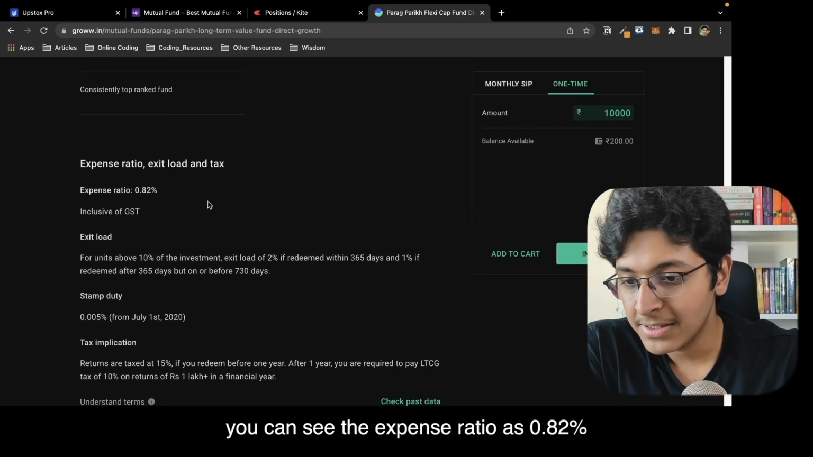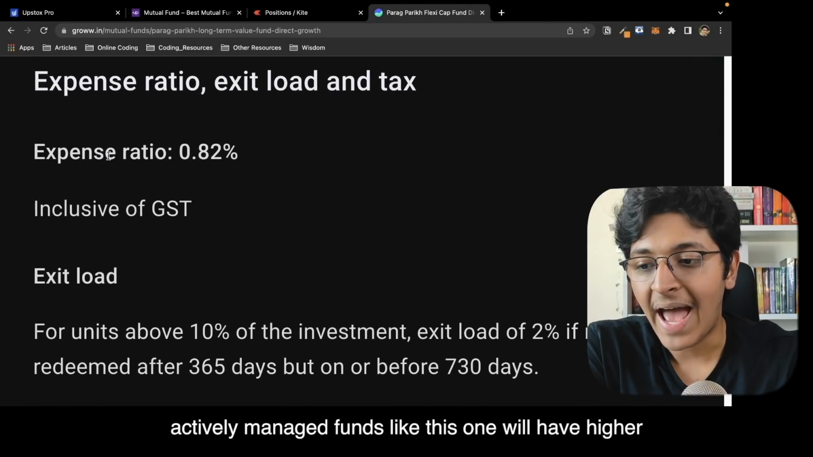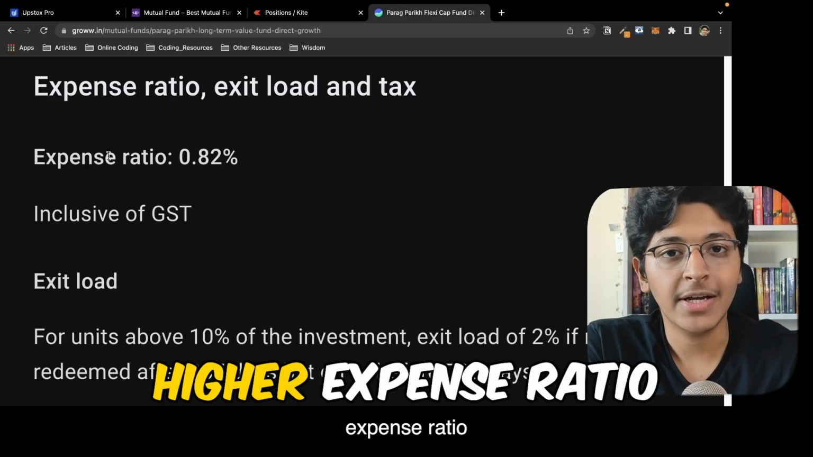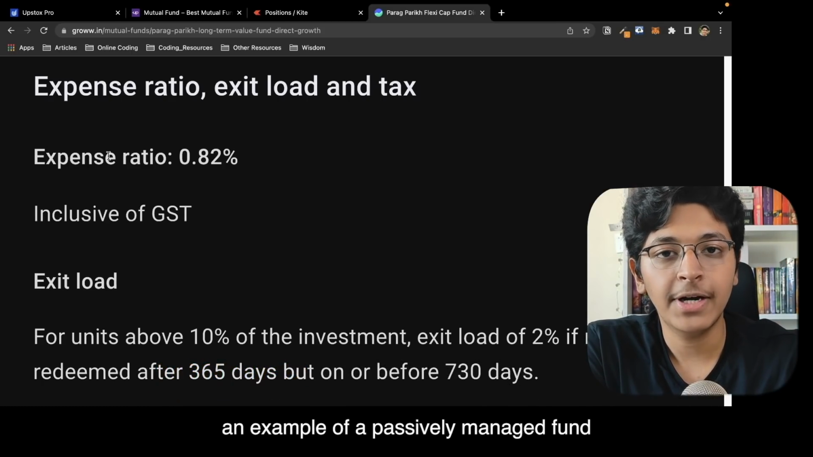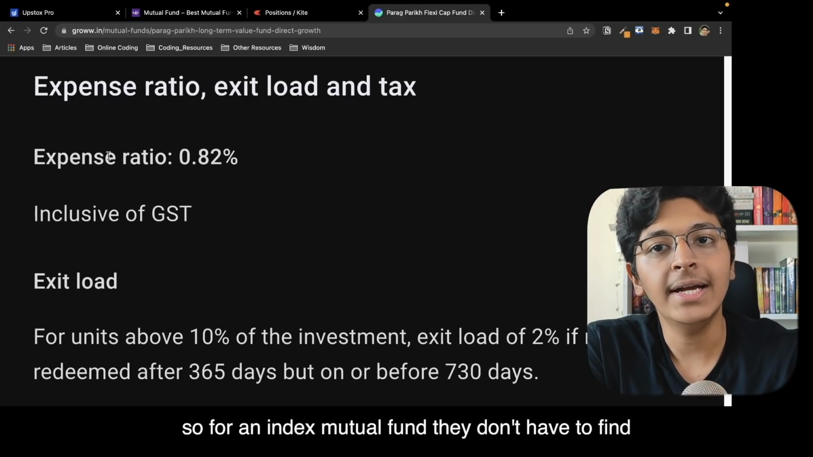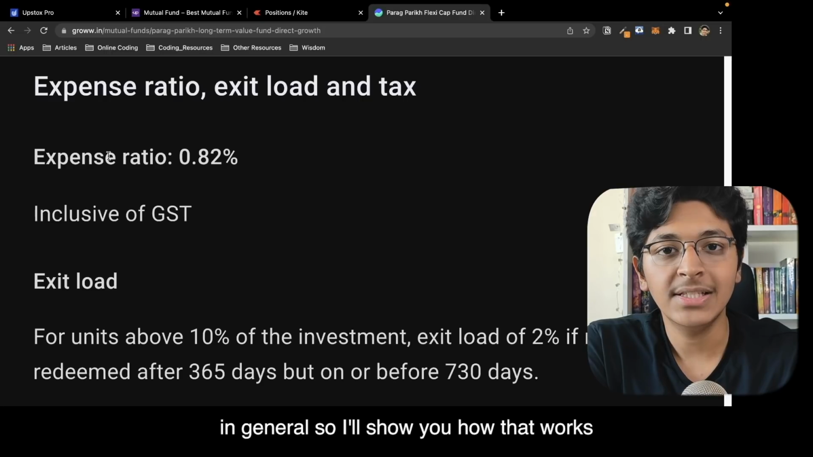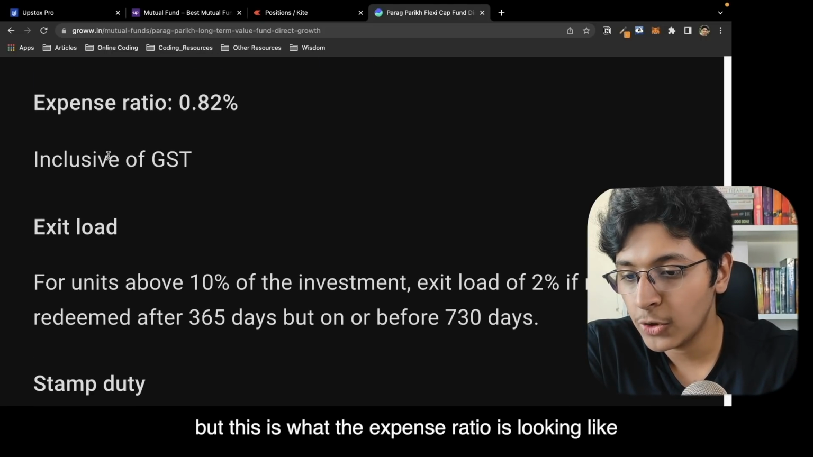You can see the expense ratio as 0.82%. Now always keep one thing in mind: actively managed funds like this one will have a higher expense ratio when compared with passively managed funds. An example of a passively managed fund could be an index mutual fund. For an index mutual fund, they don't have to find opportunities, they just have to track the index in general. I'll show you how that works, but this is basically what the expense ratio looks like.